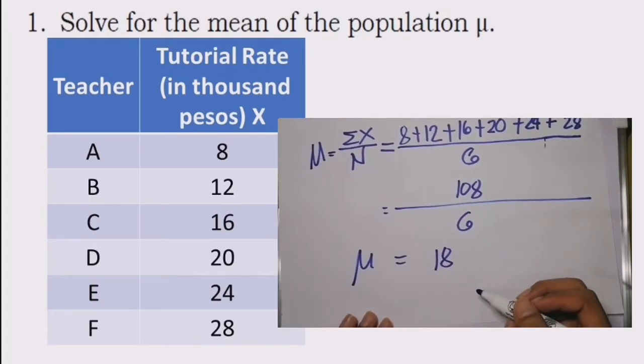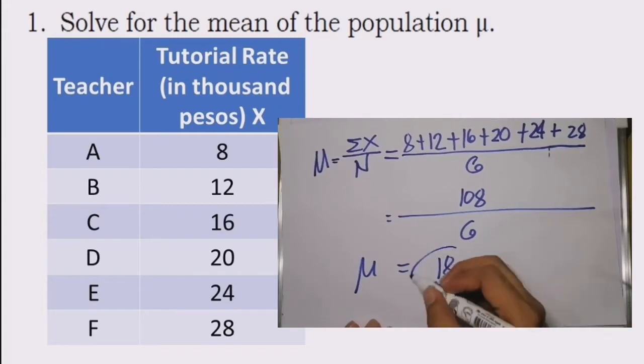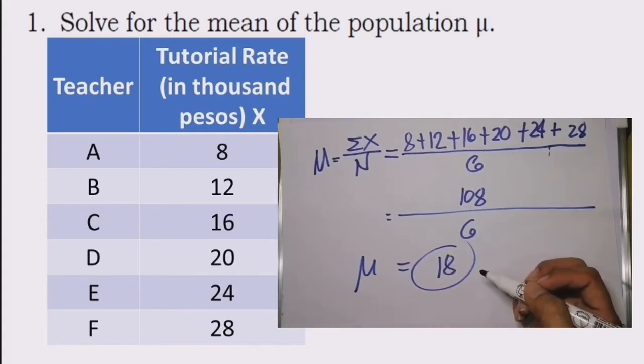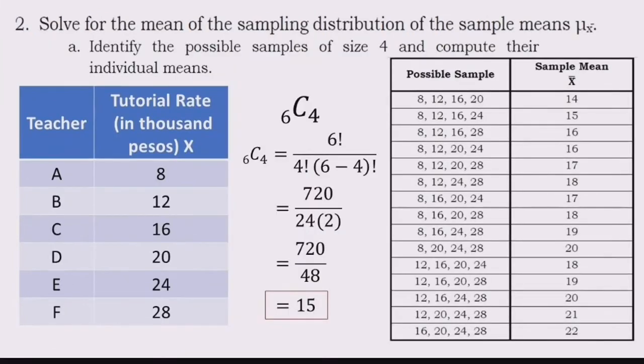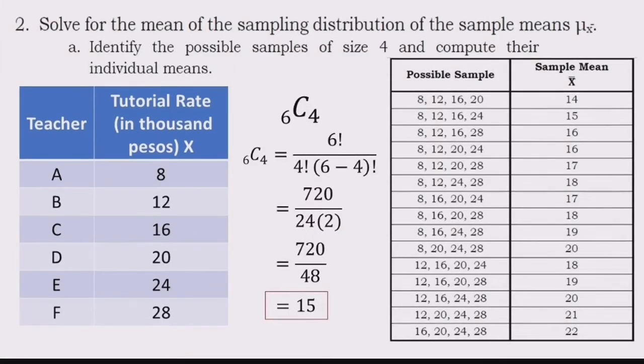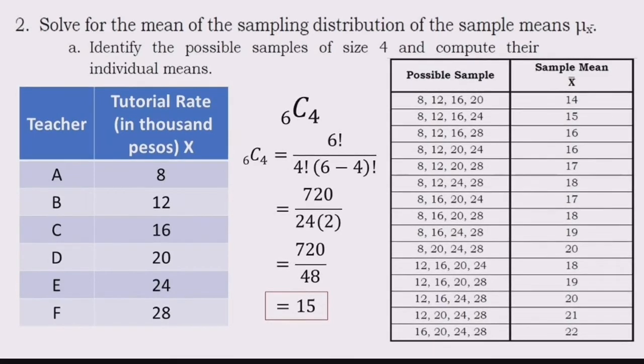So, therefore, the population mean of the tutorial rates of the selected teachers in Central Luzon is 18,000 pesos per month. So number 2, solve for the mean of the sampling distribution of the sample mean. So first, we have to identify the possible samples of size 4 and compute their individual means.